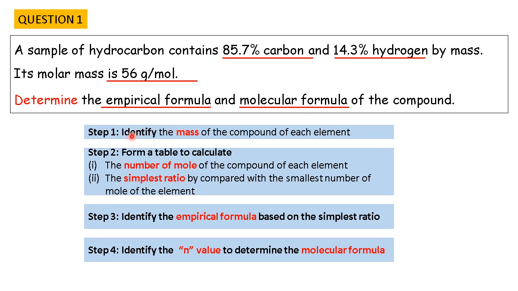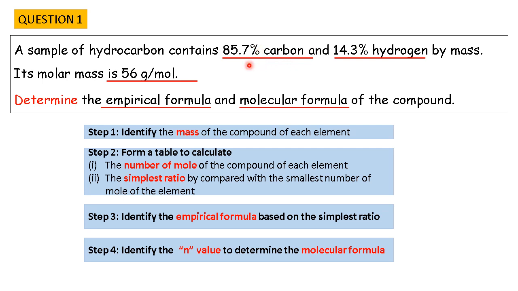So step number 1, we need to identify the mass of each element in the compound. Over here is carbon and hydrogen. So normally we will assume that 100% is the maximum, so the mass is 100 gram.